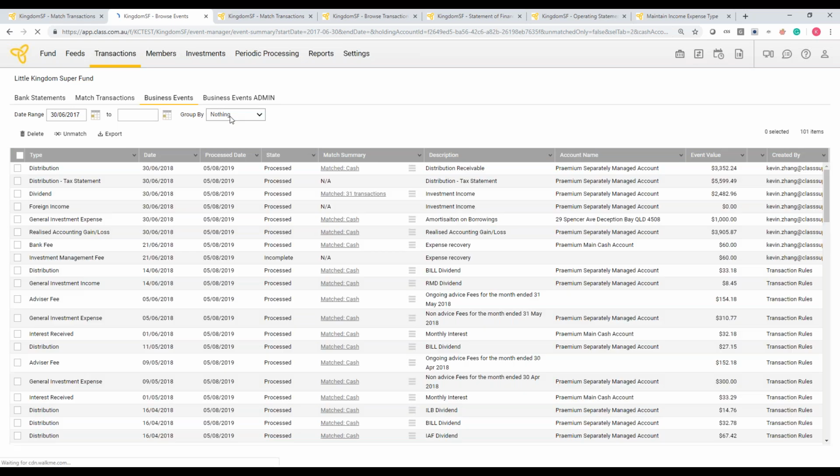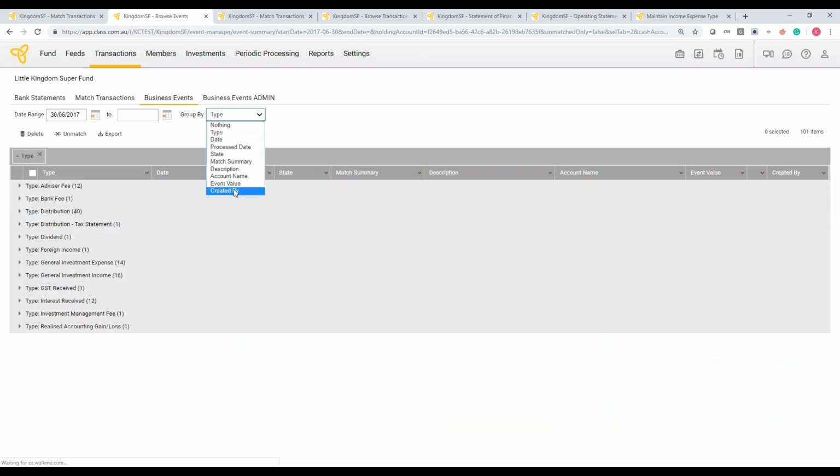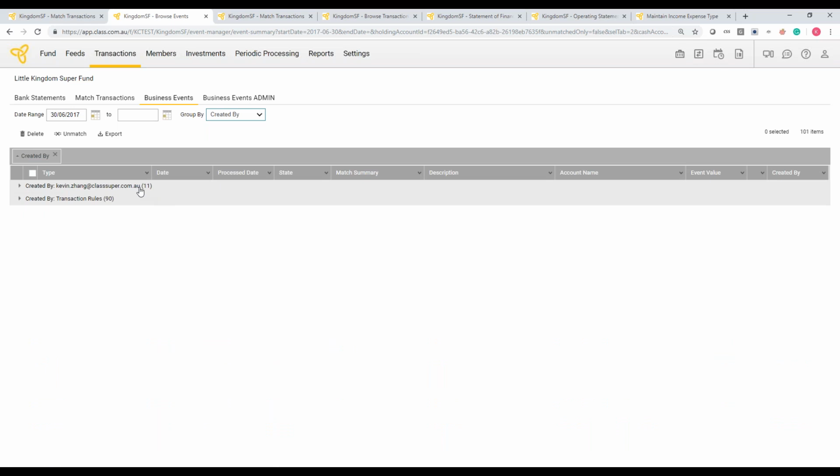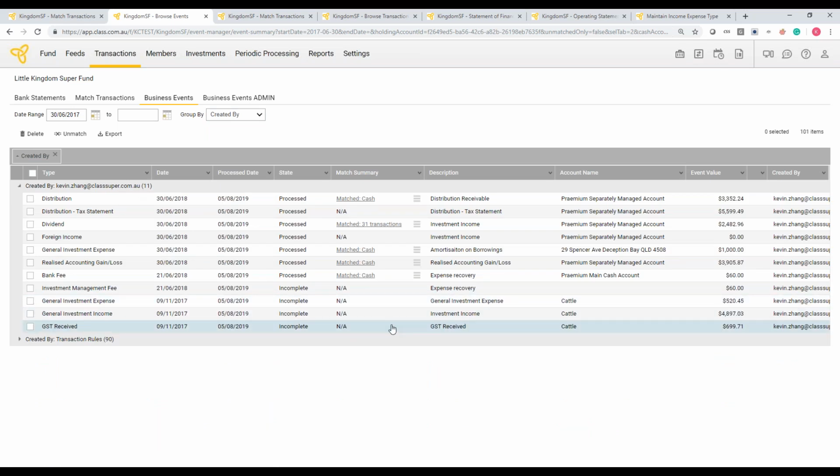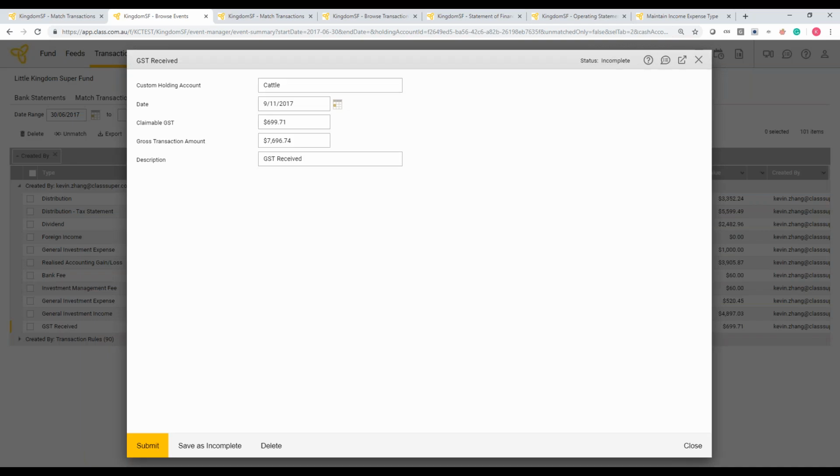Okay. GST. So GST received. So this is in relation to obviously a sale of cattle. So you received the GST of 699 point. So that's what you need to do. The contract date is 9th of November 2017. Submit that.